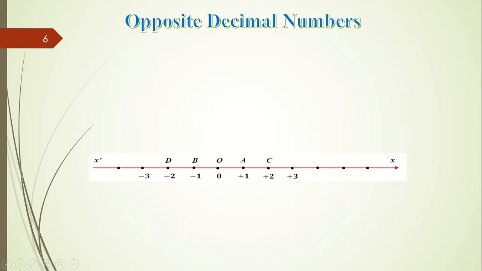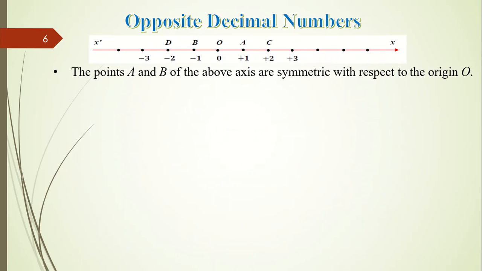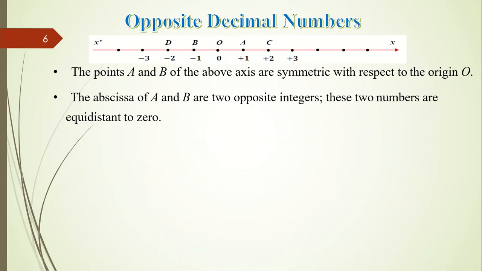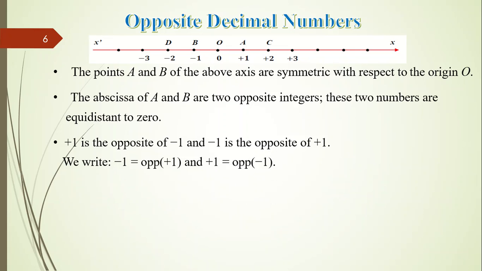Opposite decimal numbers. The points A and B of the above axis are symmetric with respect to the origin O. The abscissas of A and B are two opposite integers. These two numbers are equidistant to 0. Plus 1 is the opposite of minus 1, and minus 1 is the opposite of plus 1. We write minus 1 equals OPP of plus 1, and plus 1 equals OPP of minus 1.